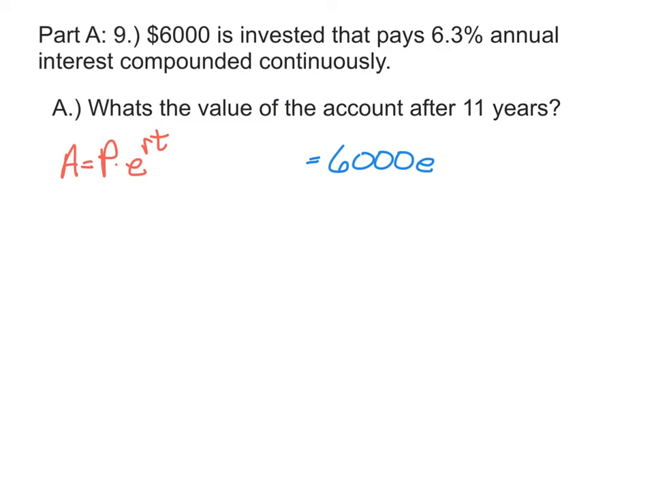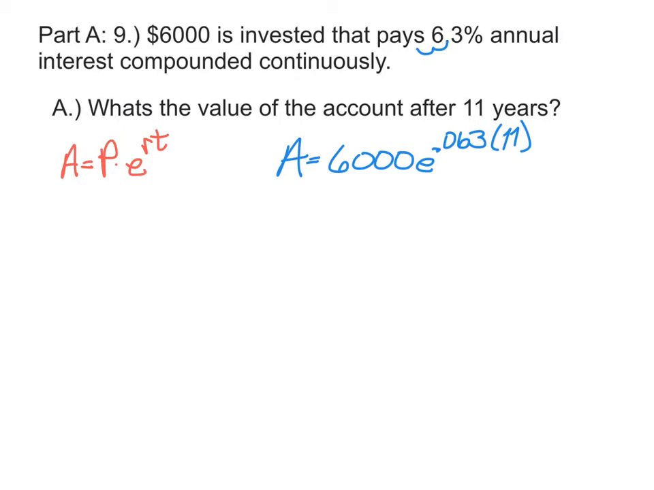e is e. The 6.3% annual interest, that's our interest rate. Pay attention and make sure that when you write that percent, you move that decimal over 2 places, so you're using 0.063. And then the time is 11 years. Of course, what we want is the value of the account at the end, and that's what A is.